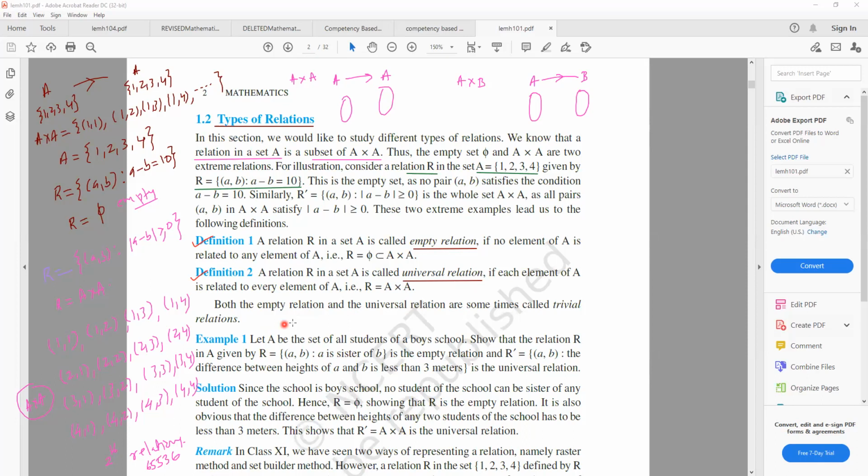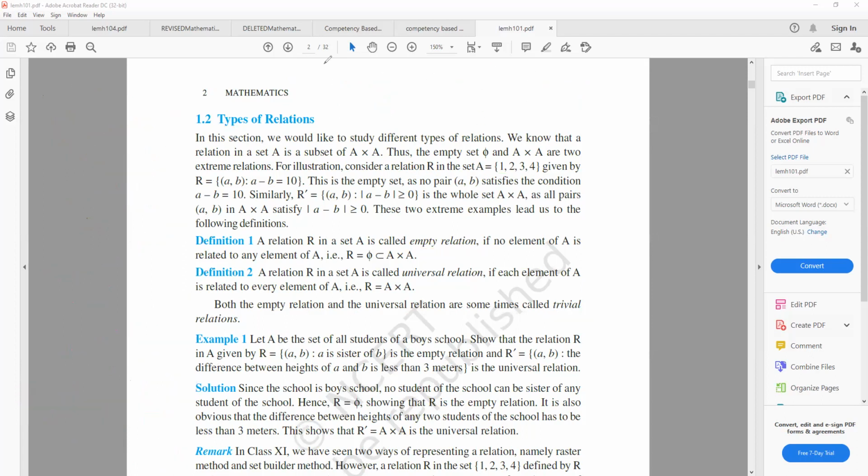So they are sometimes known as trivial because they are two extremes. एक तो कुछ भी नहीं है, एक तो पूरा का पूरा है. So both are extremes actually. So these relations are sometimes known as trivial relations. Null set and full set. They are sometimes called trivial relations also. So that is two types of relation. One is empty relation and another one is universal relation.